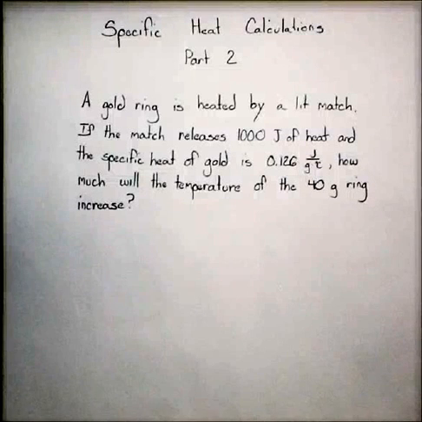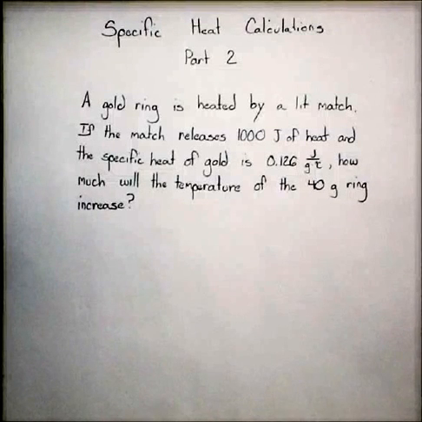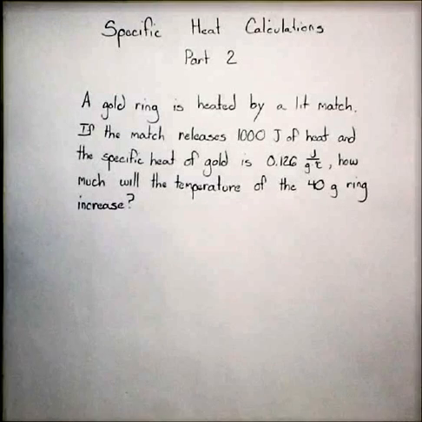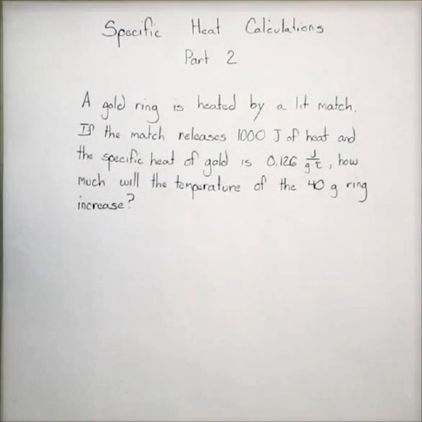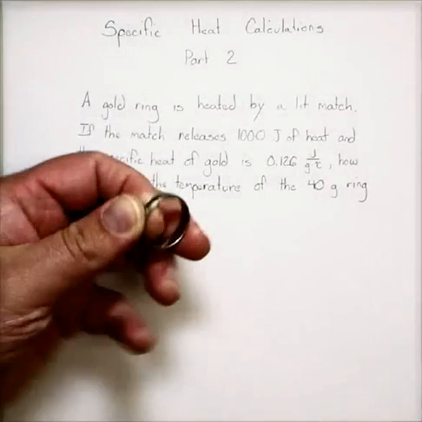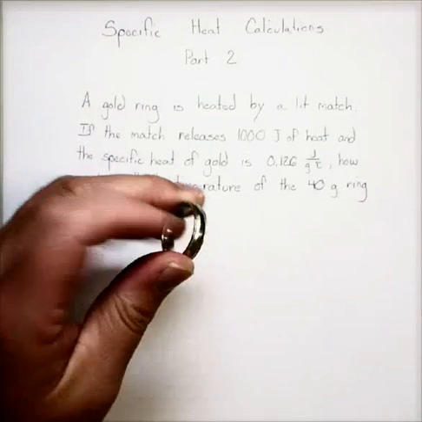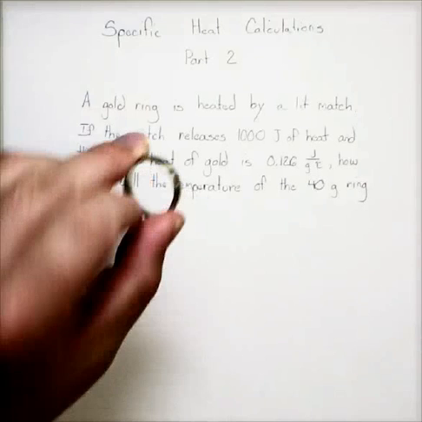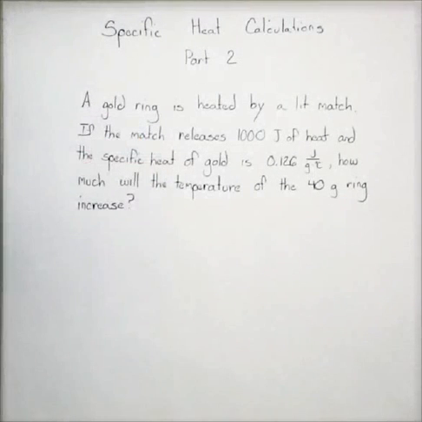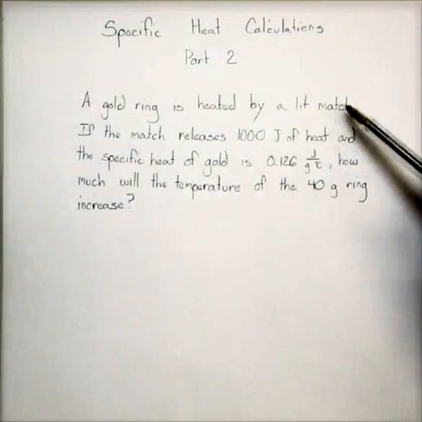Right, here we're going to look at another example of these specific heat calculations. Here's our problem. A gold ring is heated by a lit match. So you can imagine my wedding band here is actually a gold ring. Assume for our purposes here that it's solid, pure gold. I wish. So we have a gold ring heated by a lit match.